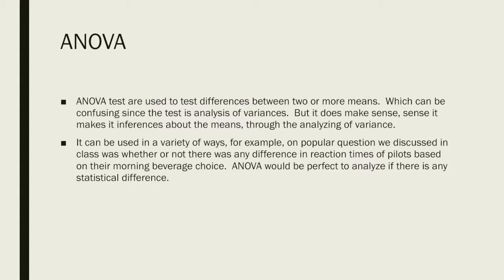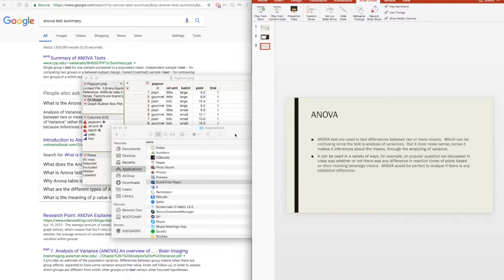So it can be used in a variety of ways, but one example that we've talked about in class a lot would be pilots. So does their breakfast beverage of choice make any difference in reaction times? So you could say one group drinks coffee, one drinks orange juice, one drinks water. You can test and see the reaction times and group them, and then run the ANOVA test to see if there's actually a statistical difference.